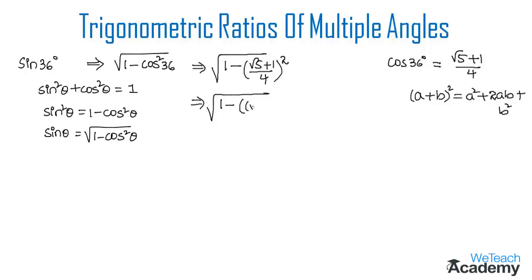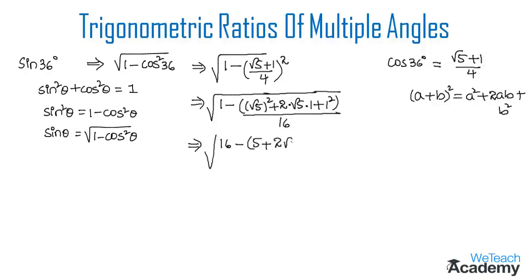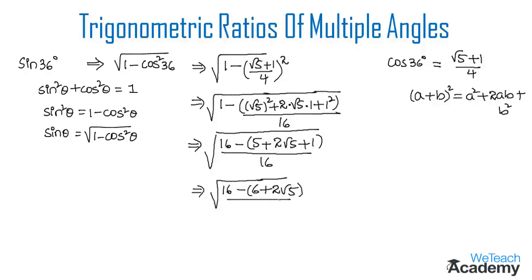So by using this formula, let us expand. Here by expanding, we get root 5 whole square plus 2ab, that is plus 2 into root 5 into 1, plus b square, which is 1 square here, divided by 4 square, which is 16. So that implies we get 16 minus, here square and square root get cancelled, and we get (5 plus 2 root 5 plus 1) divided by 16. So here we get under root 16 minus (5 plus 1, which is 6 here). So (6 plus 2 root 5) divided by 16.